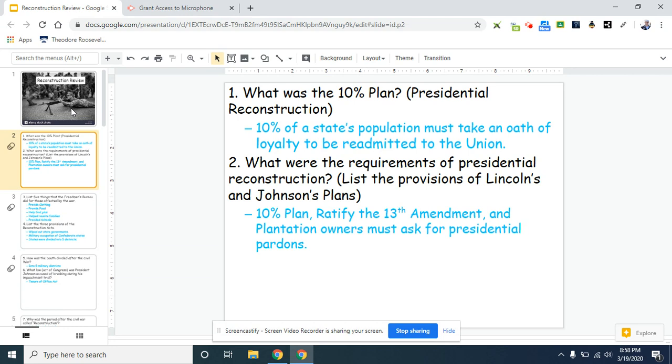Number two, what were the requirements of presidential reconstruction? There's one other component to it. So 10% of you say, yes, sir, we want to be back in the Union. Oh, and by the way, please pass the 13th Amendment, freeing the slaves. Also, plantation owners had to ask for a presidential pardon. Really easy. All you did was say, yo, Prez, I need to be pardoned. I did have slaves, I did this, I did that. There was some mistreatment going on. Ask for presidential pardon, it shall be granted. You ever heard it's easier to ask for forgiveness than permission? It's that type of deal. They weren't going to retroactively punish anyone. Just ask, and the president will pardon.